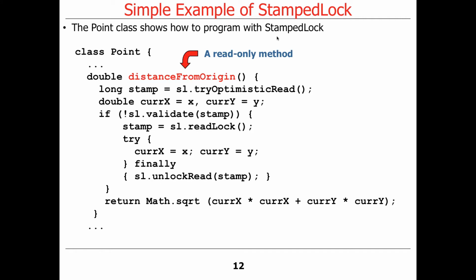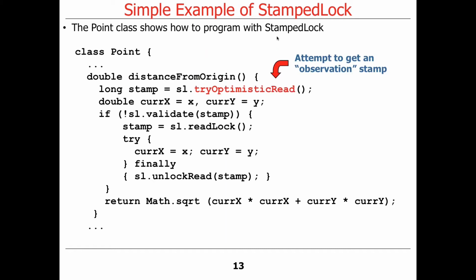This is a more interesting example. This is one that's going to use the so-called optimistic reading features in stamped lock. And this is going to figure out how far away we are from the origin. So, origin is 0, 0, and we're going to see how far away we are. It's going to basically compute the hypotenuse based on the values that are passed in here. So what we do here is we come in and we go ahead and do a try optimistic read. And if you recall, try optimistic read tries to get what's called an observation stamp.